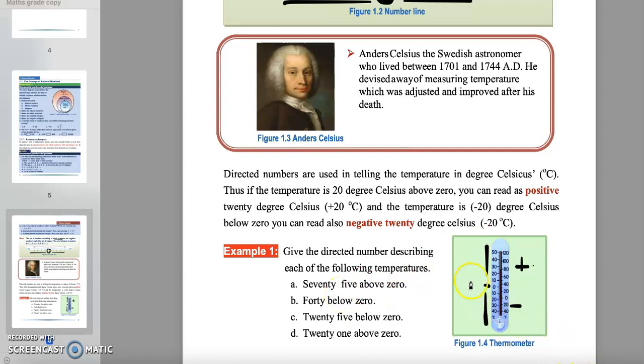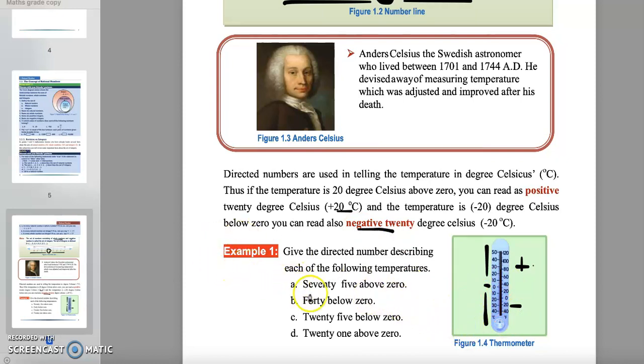So this means, for example, 20 degrees Celsius. If you want to measure temperature in degrees Celsius, if the temperature is 20 degrees Celsius above 0, it means positive, right? So if it's positive, then it's gonna be positive 20 degrees Celsius. And 20 below 0, here we can see Celsius below 0, you can read as -20. So this number 20, which is below 0, is read as -20.